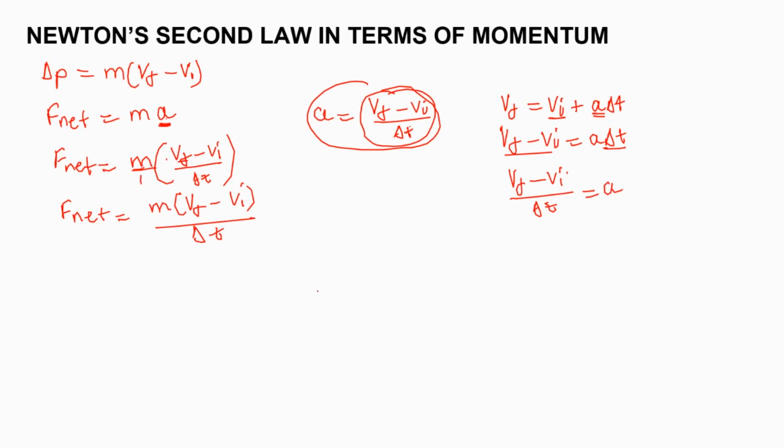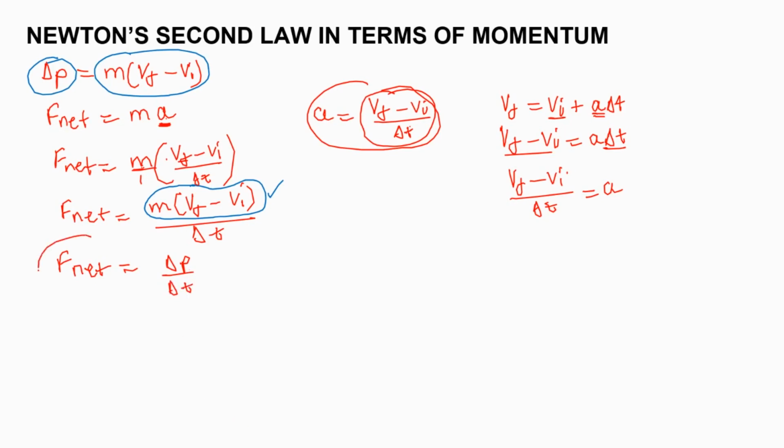And then what is this? Do you see that this is change in momentum? So we can replace this with change in momentum. So we can say net force is equal to change in momentum over change in time.